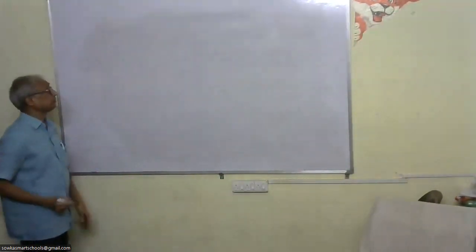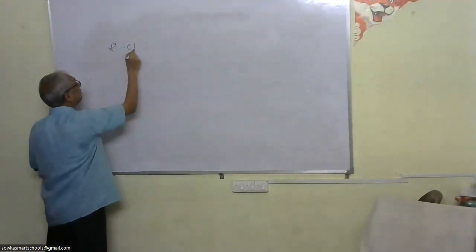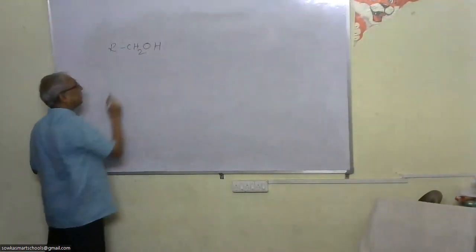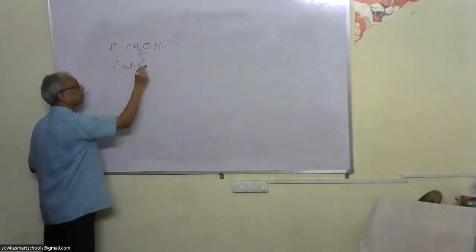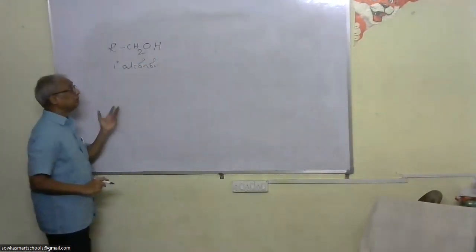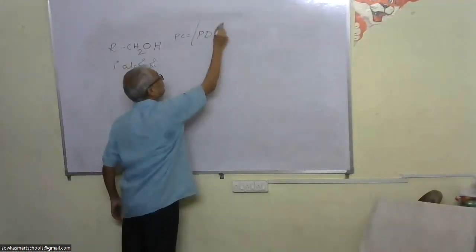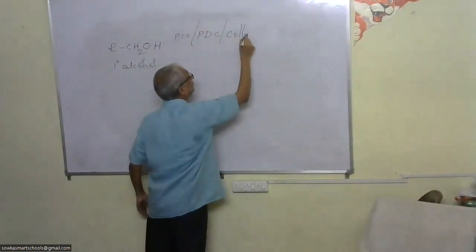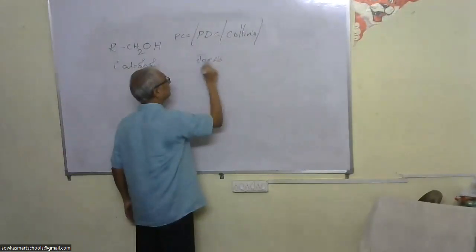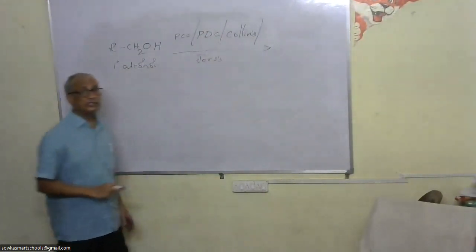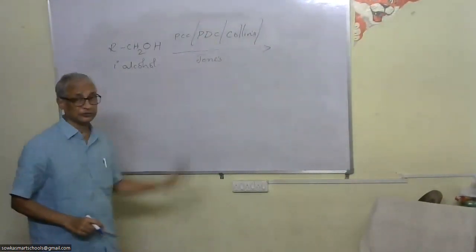Now I will go to the actual reaction. You take any primary alcohol, CH2OH. As you all know, if there is CH2OH at the end, it is a primary alcohol. Heat that with either PCC or PDC or Collins reagent or Jones reagent. All the reagents are not necessary. Any one of them is sufficient. Whichever is available, that can be used.